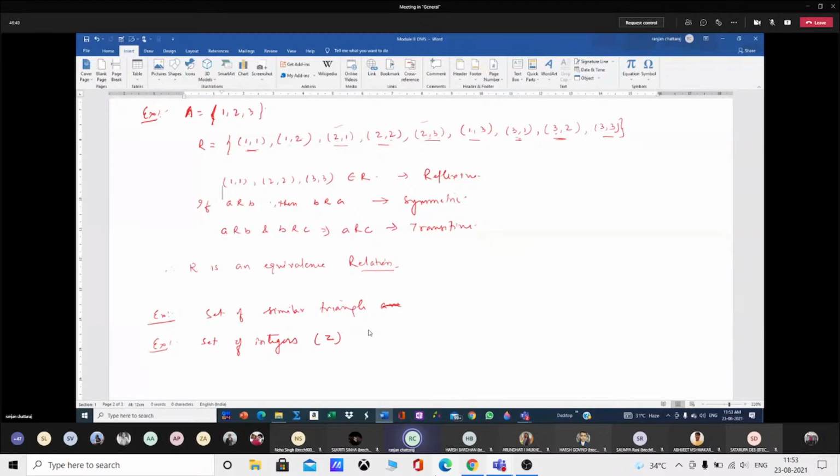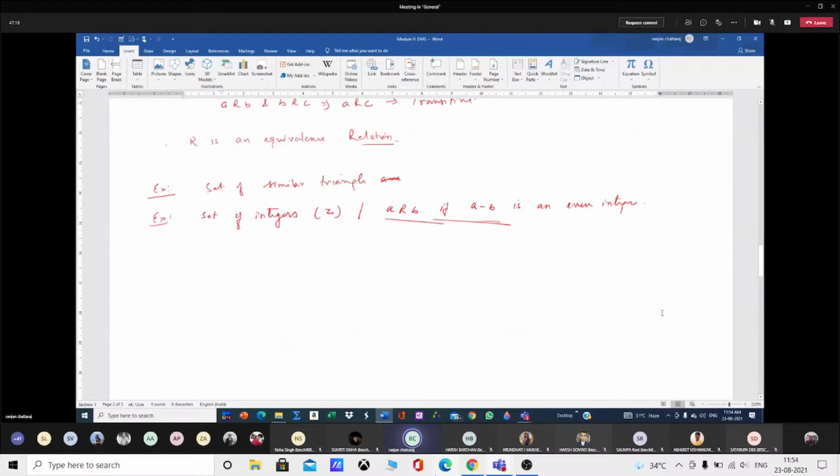So the set of integers is Z, and we define A is R related to B if A minus B is an even integer. Suppose this is your relation. Now tell me whether R is an equivalence relation, yes or no.